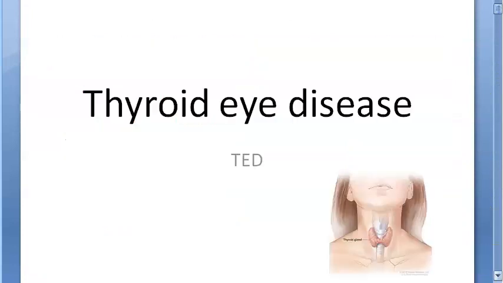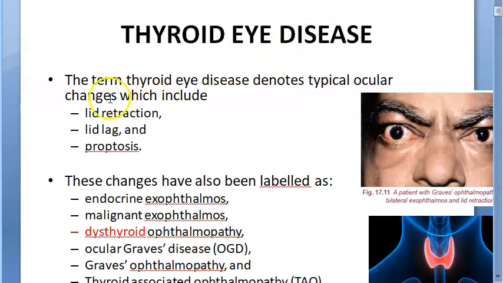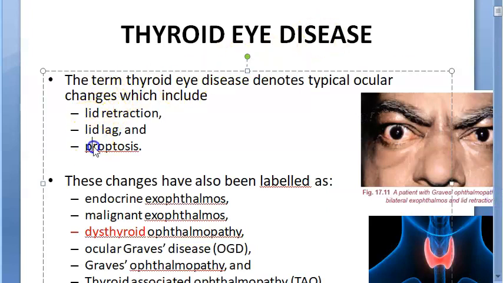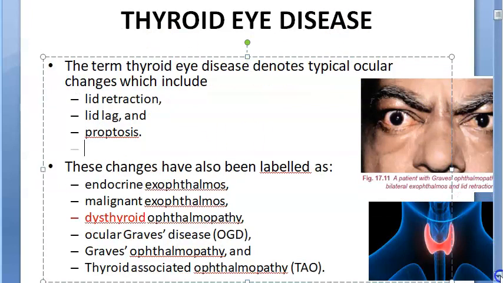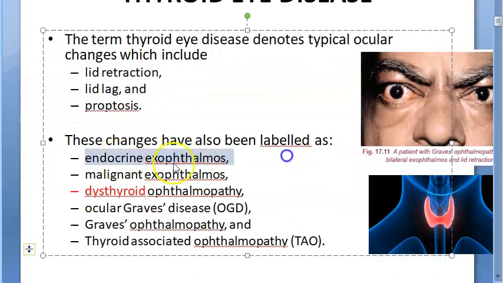So let's start here. Thyroid eye disease, TED. Basically here there are three things you should know. Lid retraction, lid lag, proptosis will be there. The person will look like he's staring. He won't blink much. All these things are because of the thyroid. It's called endocrine exophthalmos, malignant exophthalmos, etc.